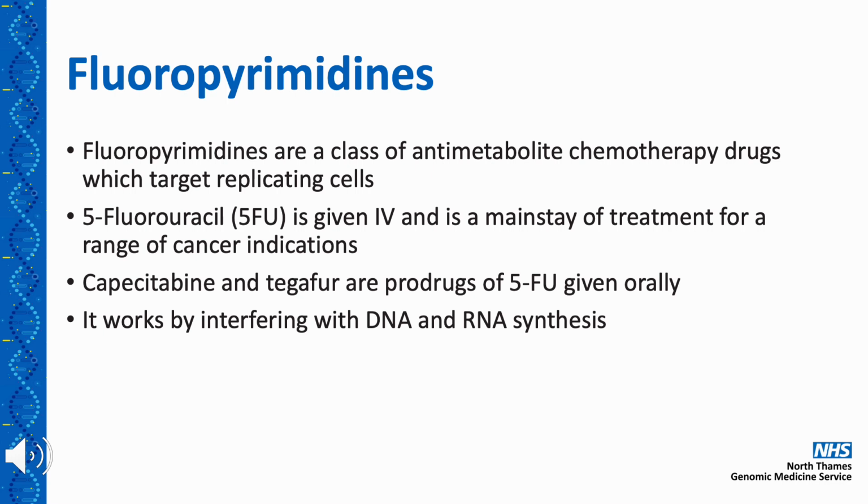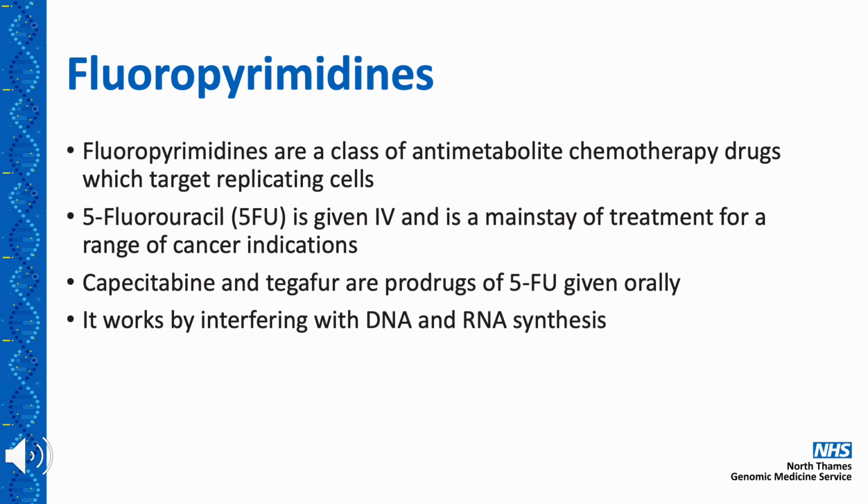Fluoropyrimidines are a subtype of the antimetabolite chemotherapy drugs. Like other antimetabolite drugs, they preferentially target rapidly dividing cells and trick the cancer cell into incorporating an antimetabolite instead of the molecules it needs to create new genetic material. This prevents cancer cells from replicating.